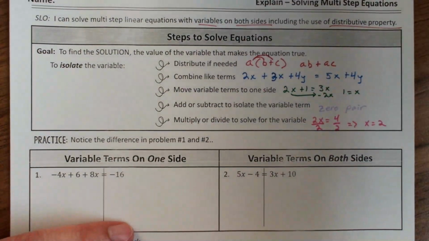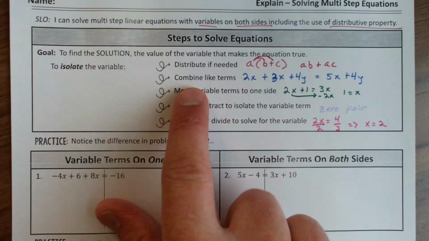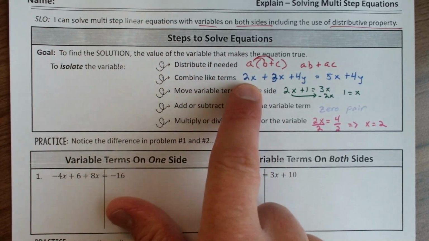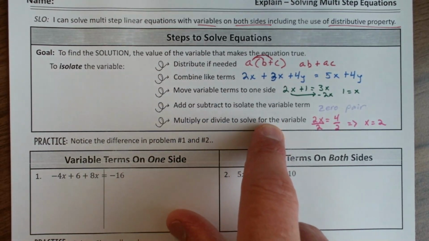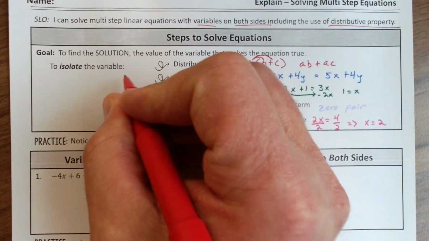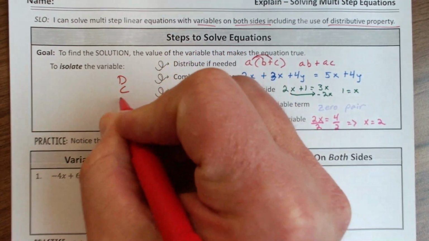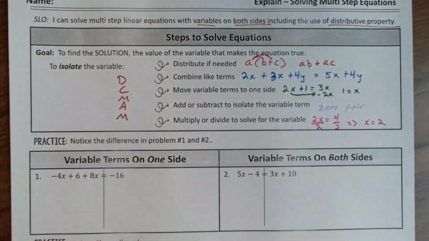So what you'll notice is I'm going to try and keep each one of these steps with these colors. But we always start with distribute, combining, moving, add and subtract, multiply, and divide. Or the acronym that you'll see on some of our posters, don't call me after midnight.